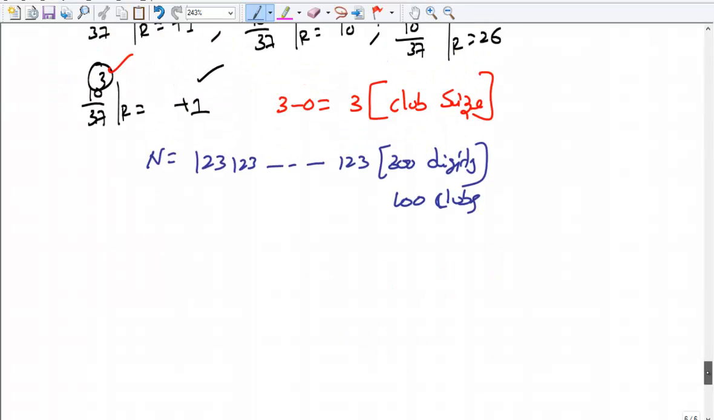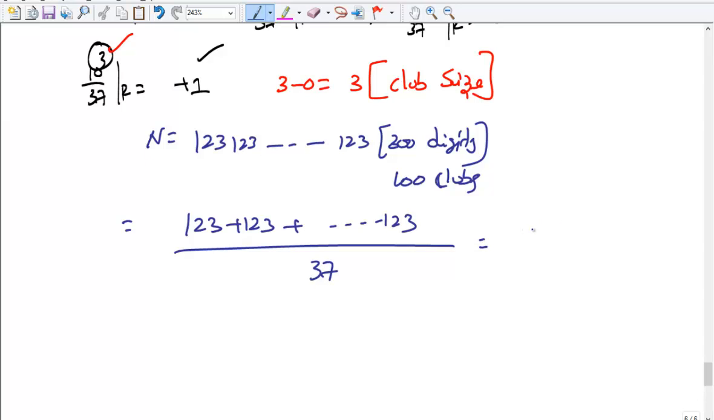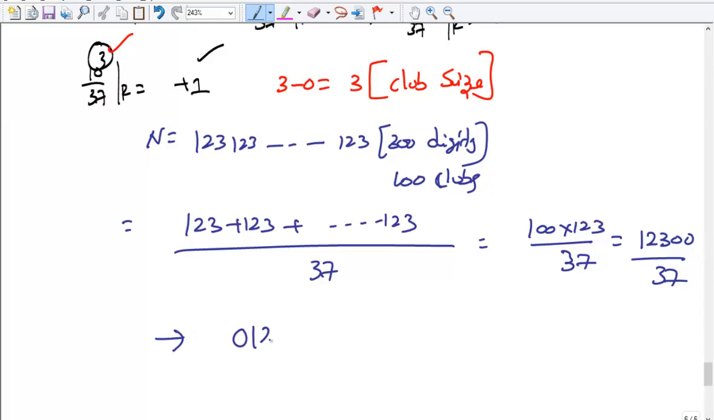So if every club value is same, we need to just add every club, that is 123 plus 123 and so on up to 123, divided by 37. We have got 100 clubs like this. So 100 into 123 by 37. You can find the individual remainders, or you can stick to say that it's 12,300 divided by 37. Now you don't have to really find the remainder manually here. What you can do is write this number as 0 1 300.